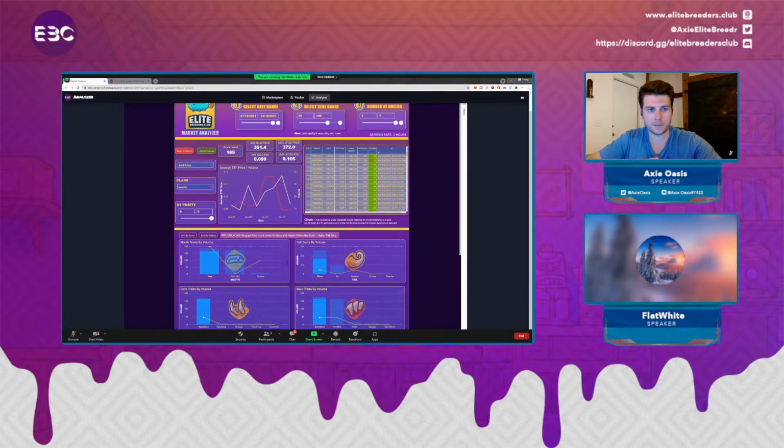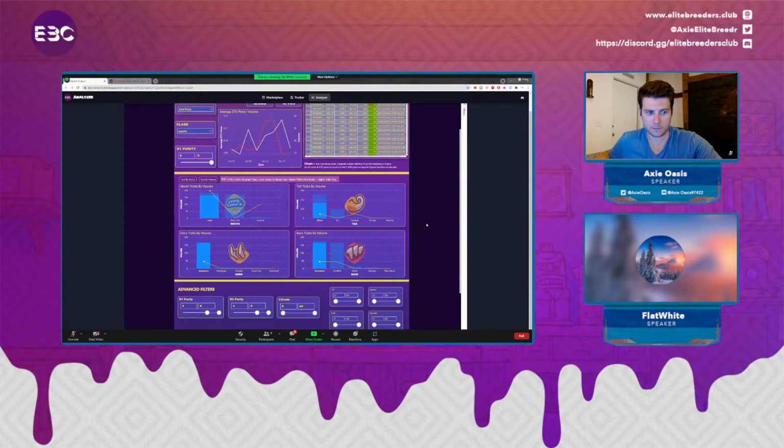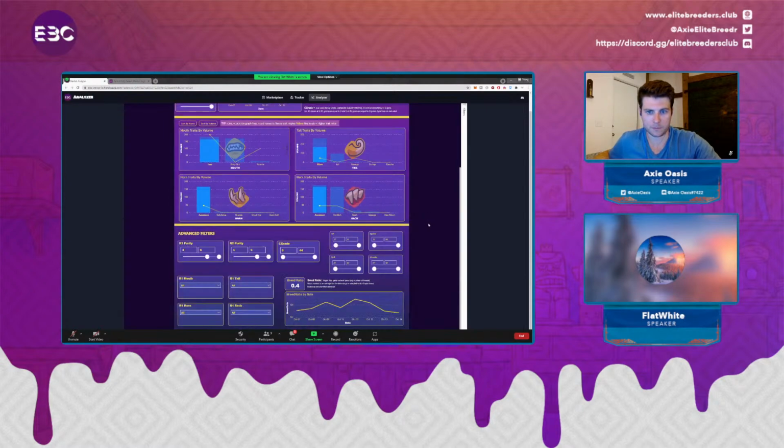Gotcha. I was looking at that point because I think it's a really helpful and useful metric. Is that applied based on the filters that you added here? So if I wanted to see, for example, a 61 speed bird, right?